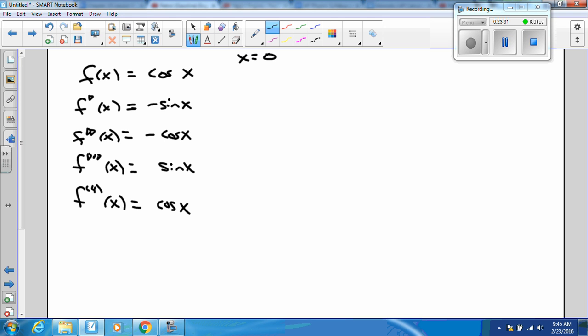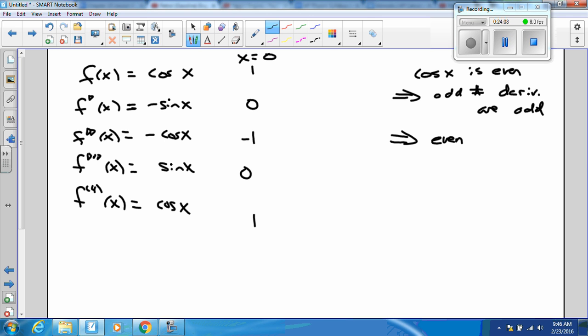And furthermore, if I evaluate at the center x is equal to 0, then my even numbered derivatives are going to give me 1 or negative 1, and my odd numbered derivatives are going to give me 0. I want you to notice an important thing, and that is that cosine is even. And because cosine is even, its odd numbered derivatives are odd functions, and its even numbered derivatives are even functions. And every single odd function has the property that it has to go through the point 0, 0. It has to go through the origin, because f of 0 has to equal the opposite of f of negative 0, which means that f of 0 has to be 0.